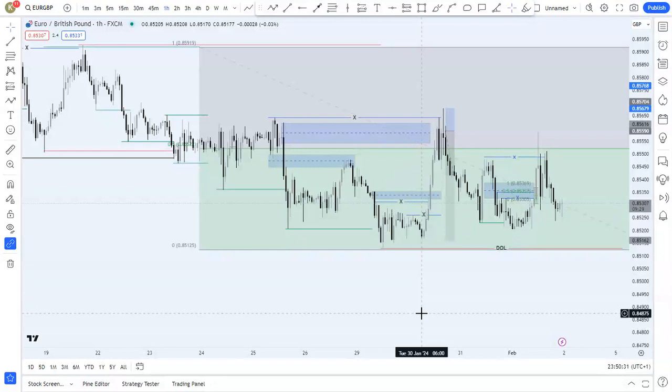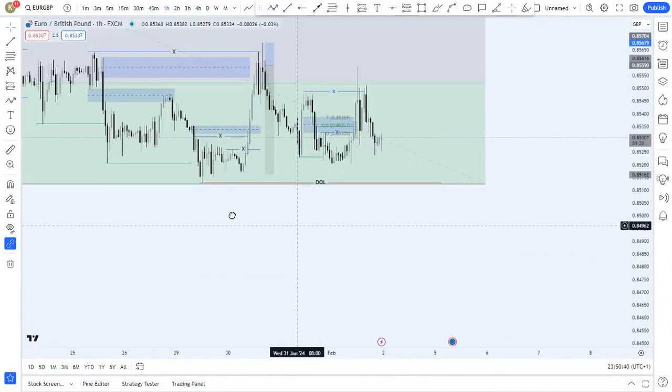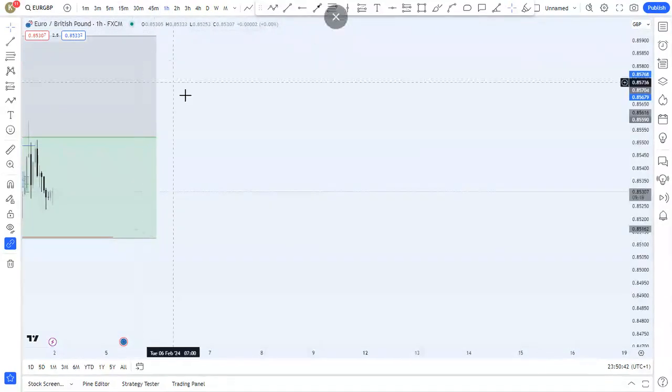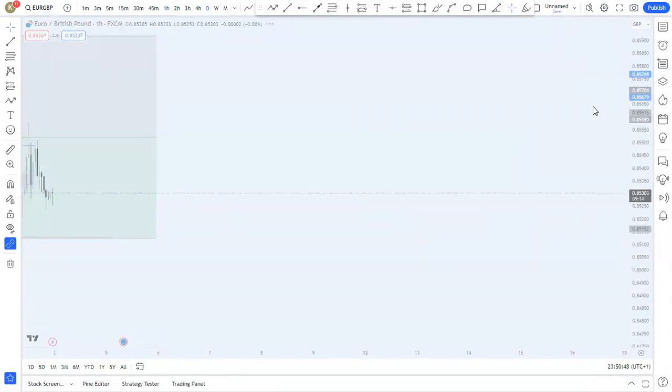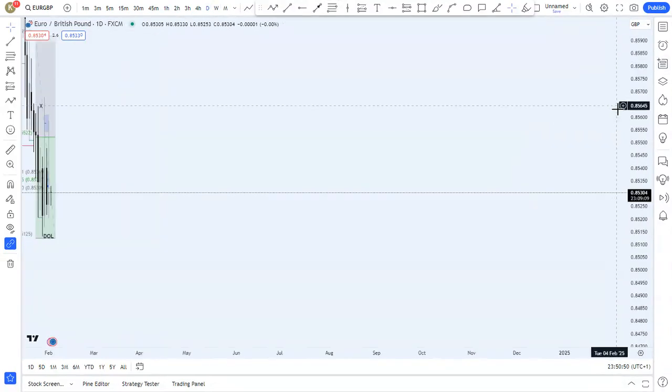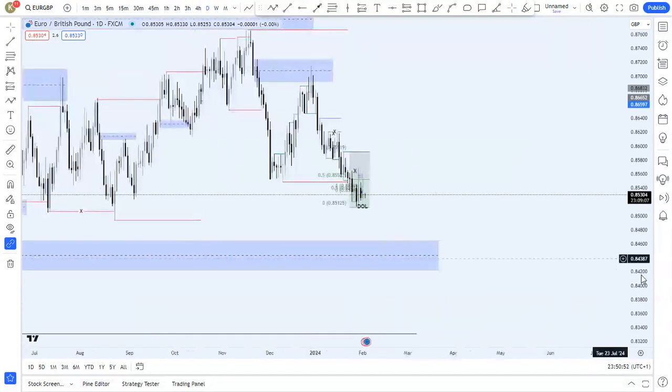Everything there basically would be very important in the same zone. So that's the secret of choosing good POIs. Some of you choose POIs on the 15, 1 hour just blindly. No. Whatever POIs you choose, you want to make sure it's aligning with daily, 4 hours. Even if daily is not aligning, at least 4 hours and below, they're all aligning.